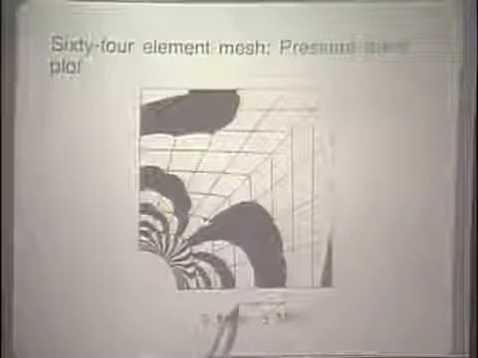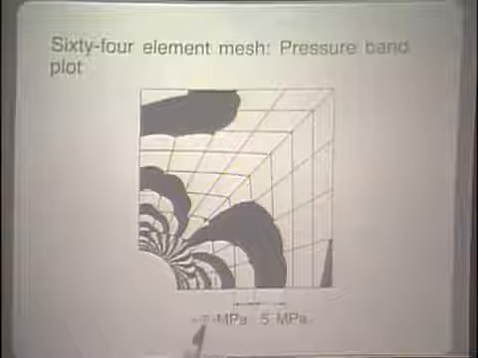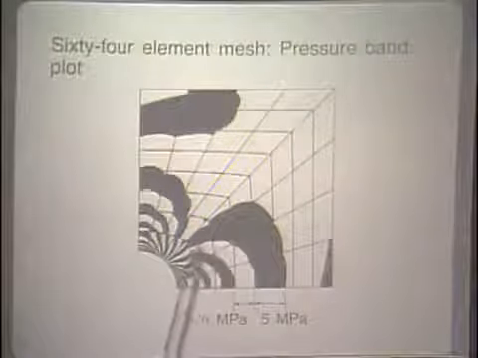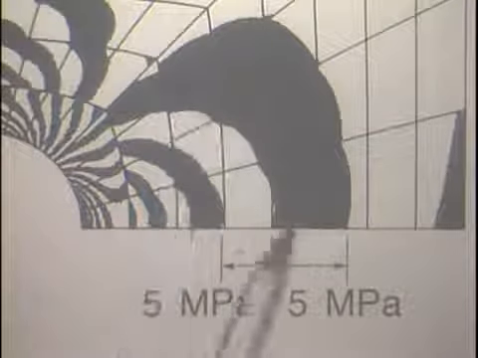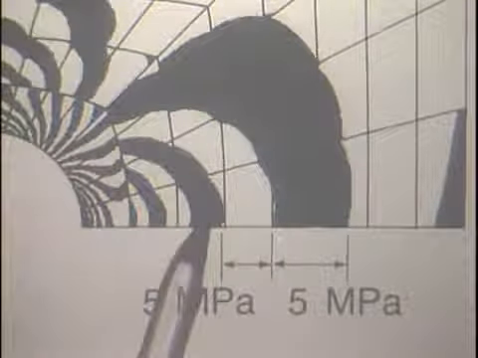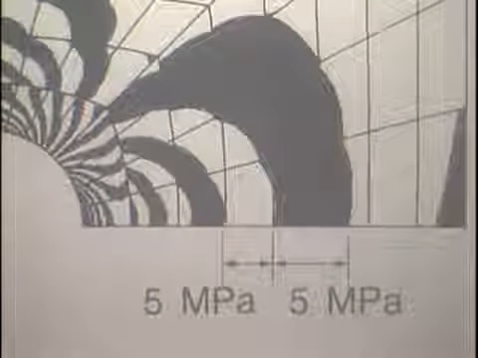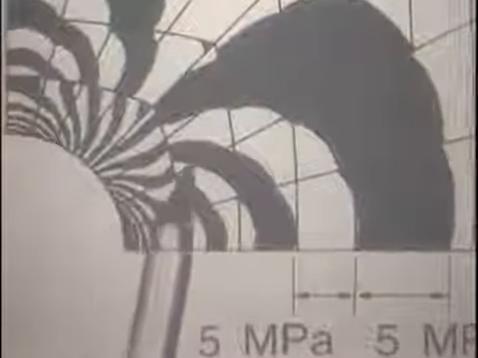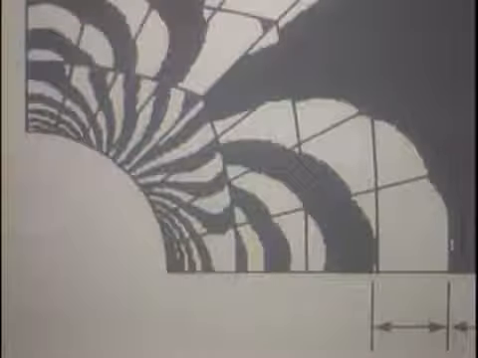One example that you've seen already earlier is this one here, where we plotted pressure bands with a band magnitude of 5 MPa, megapascal, and you can see here this white band, here a black band. In other words, we are going in steps of 5 MPa from one band to the next. Notice that there is a pressure band discontinuity right here, which already indicates that we have a stress discontinuity here, and which indicates that the mesh that we used is really not a very fine mesh.